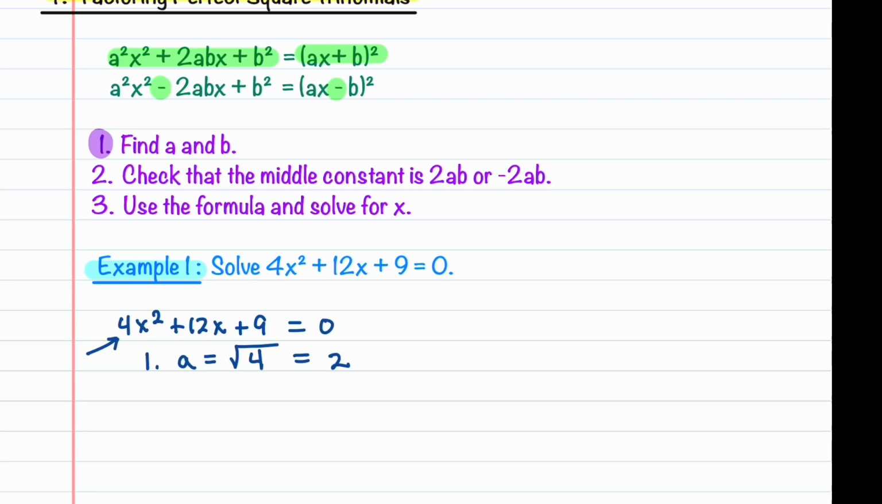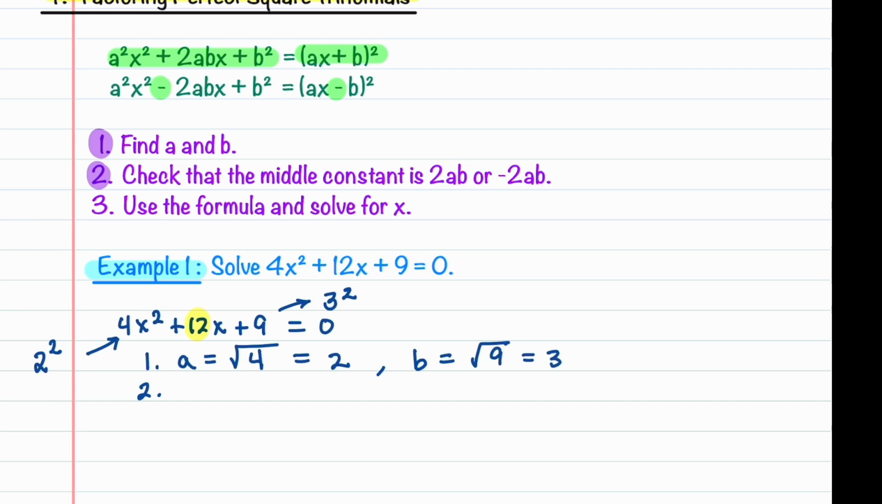Just make a note here that this 4 is just 2 squared. So our a is 2. And then our b is going to be the square root of our last term, which is 3. So you can just think of the 9 as 3 squared. Our second step, looking back again up above, is to check the middle constant. We want to make sure that the middle constant, and I'll highlight what that is in our problem, that's 12. We want to make sure that it is 2ab or minus 2ab.